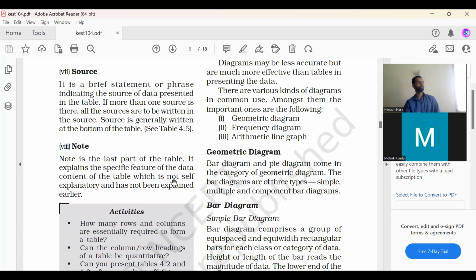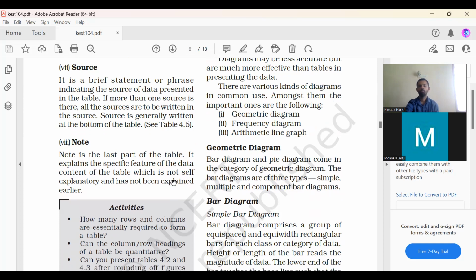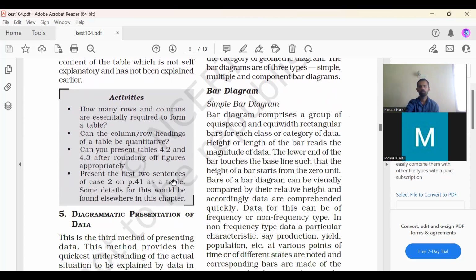There are various kinds of diagrams in common use. Amongst them, the important ones are the following: geometric diagram, frequency diagram, and the arithmetic line graph. The bar diagram and pie diagram come in the category of geometric diagram. The bar diagrams are of three types: simple, multiple, and component bar diagrams. The simple bar diagram is the first.